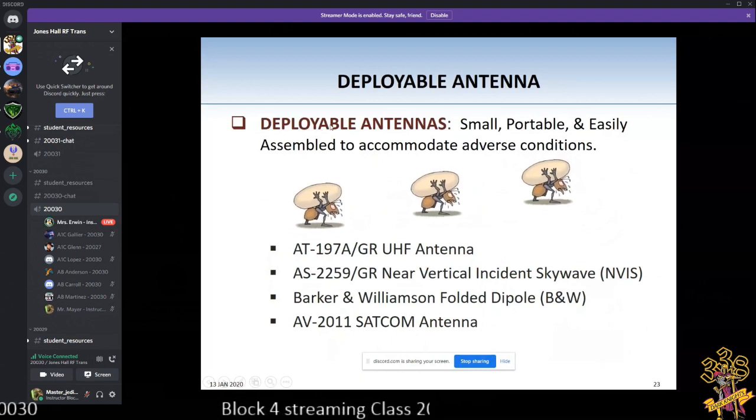Deployable antennas should be small and portable. You want to be able to pick them up and move them, or easily transport them with a vehicle. The ones you're going to be doing are the 197A UHF antenna, 2259 NVIS antenna, Barker and Williamson folded dipole, the B&W, and the AV2011 SATCOM antenna.